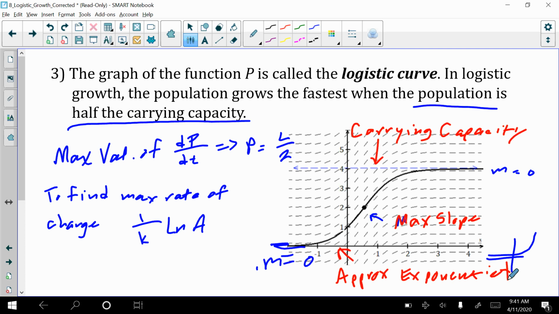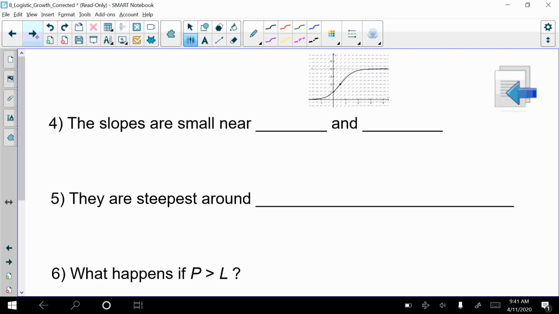And the maximum slope, where that occurs, that is going to be a point of inflection on the graph. Okay. So those are the characteristics of a logistic curve, and this particular one is increasing over time. You could have logistic curves that decrease over time, and they would be essentially like a vertical reflection of what you see there.